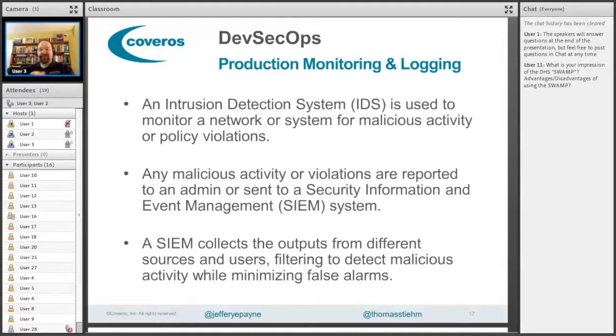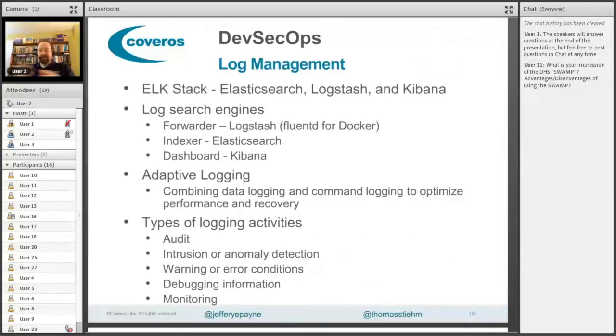The other thing you want to think about in terms of production is some kind of intrusion detection system, or a SIEM, a security information and event management system. And these are really systems that watch the traffic, monitor the network, and try to determine if someone is attacking the system or if someone is doing something that they shouldn't be doing, detecting any kind of anomalies or malicious activity. And so there's a number of good tools in this area.